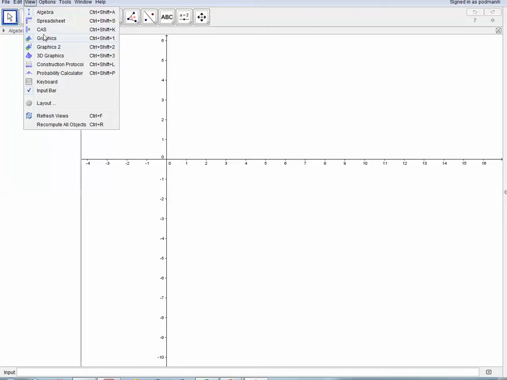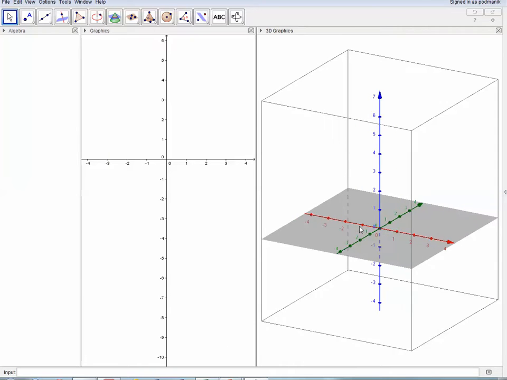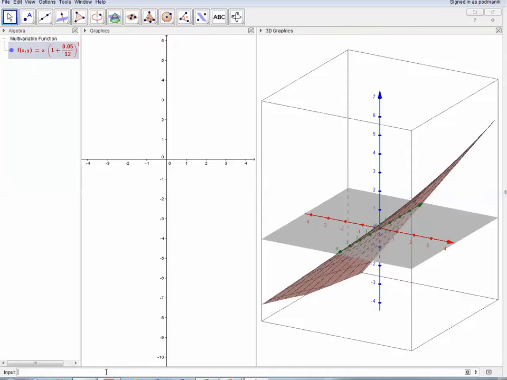But if I go over to View and change to a 3D graphics view, I'm going to minimize this a little bit. In this 3D graphics view, I'm going to type in the function f of x, y, where x is my present value: x times (1 plus 0.05 divided by 12) to the 12, in parentheses, to the y power, where y is the amount of time. So f of x, y is the future value, x is the present value, y is the amount of time that's passed.